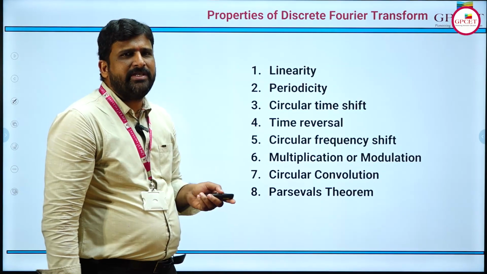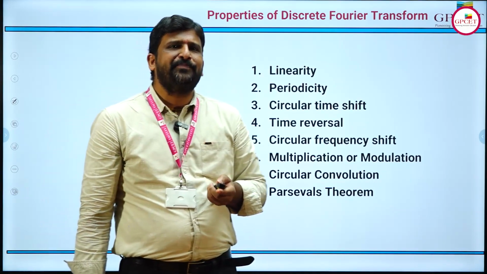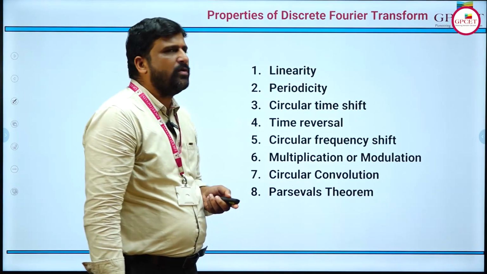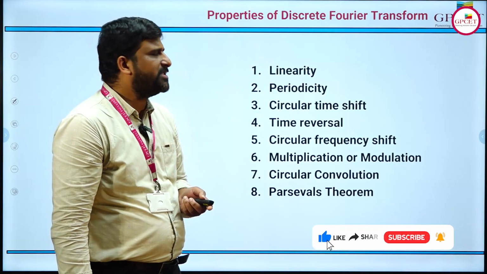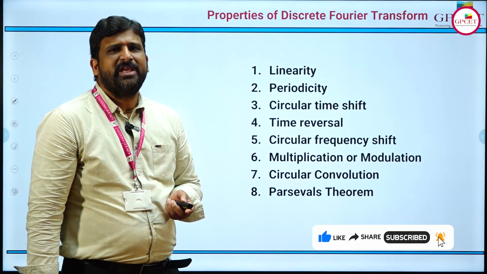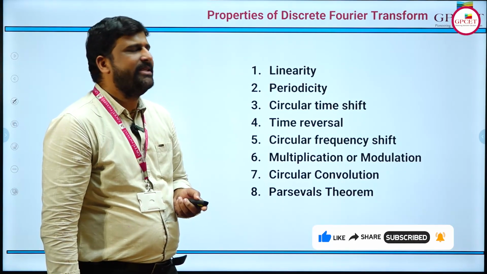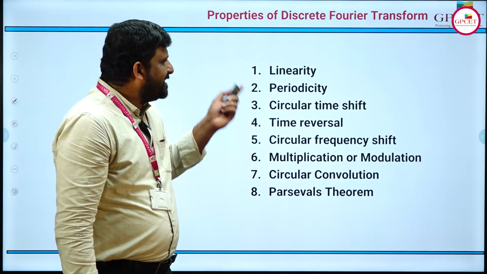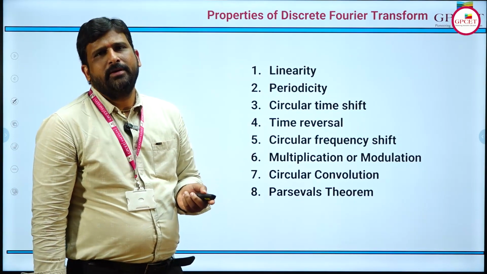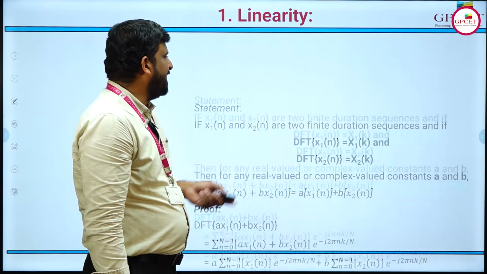Before going to this, we need to recall the equation of the discrete Fourier transform. That is, x of n is equal to summation over n equals 0 to N minus 1 of capital X of k e to the power minus j 2 pi by N times kn. Based on the discrete Fourier transform, all these properties are going to be proved. Fine. First one, the linearity property.